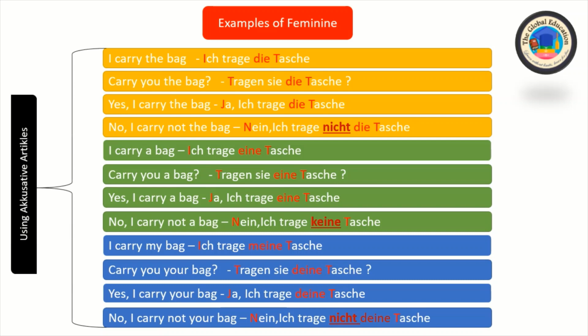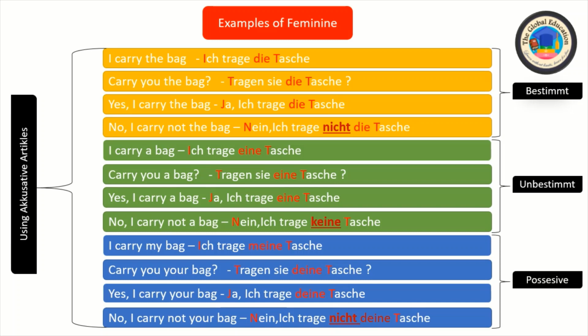So all these examples are for the accusative, because we use the verb carry, which means tragen, to carry. First is the bestimmt article, like we use the in these examples, second is the unbestimmt article, like we use a in the examples, and last is the possessive, because we use meine, deine, and so on.